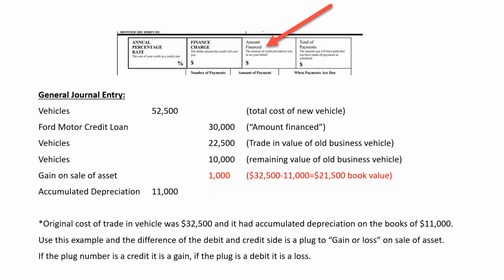So let's look at the calculation so that makes sense. If the vehicle was originally $32,500 and we subtract out accumulated depreciation of $11,000, then we had the vehicle on our books at $21,500, but yet we received $22,500 for the vehicle as a trade-in, so that's a gain of $1,000.